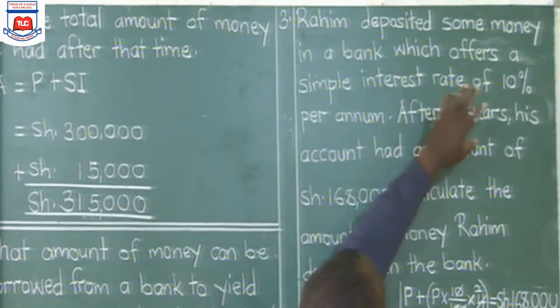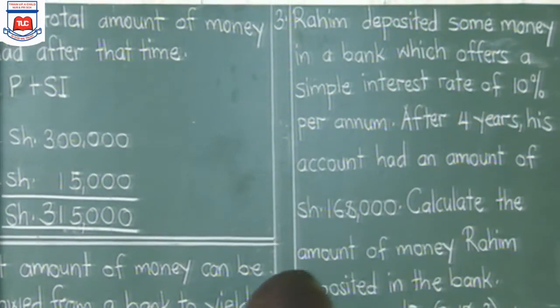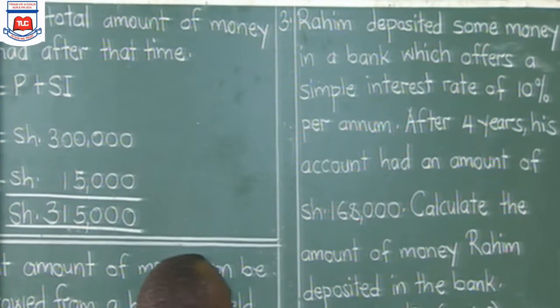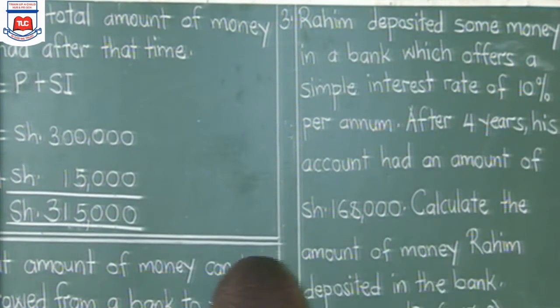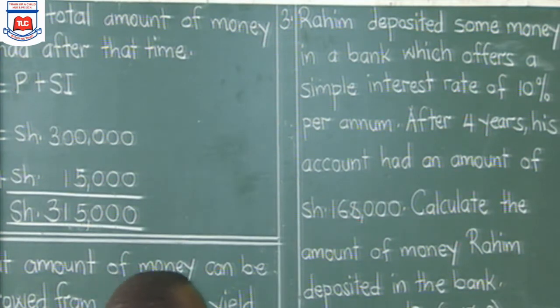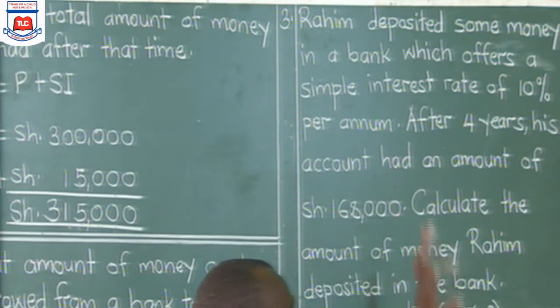Rahim deposited some money in the bank which offers a simple interest rate of 10%. So rate is equal to 10% per annum. Good. After 4 years, it means that's the time, so time is equal to 4 years. His account had an amount of 168,000 shillings.